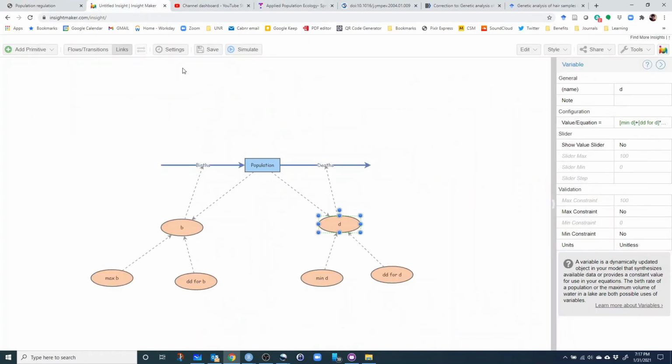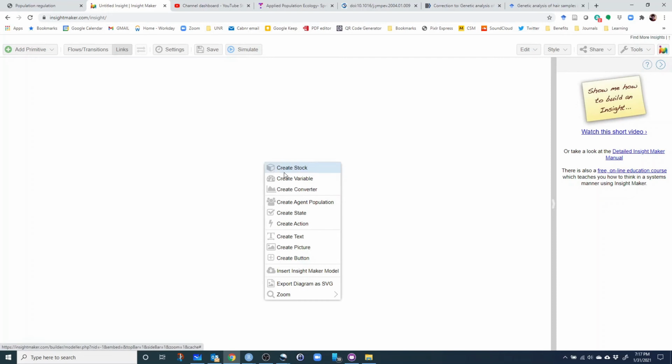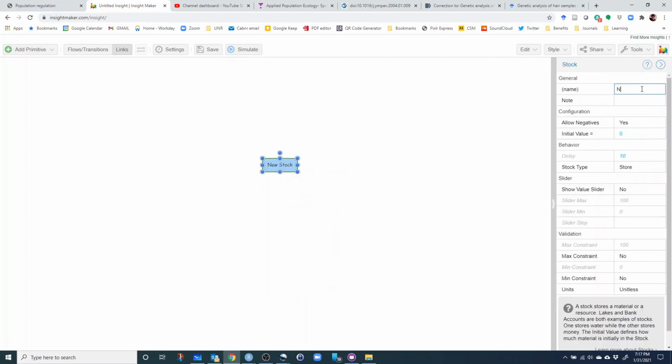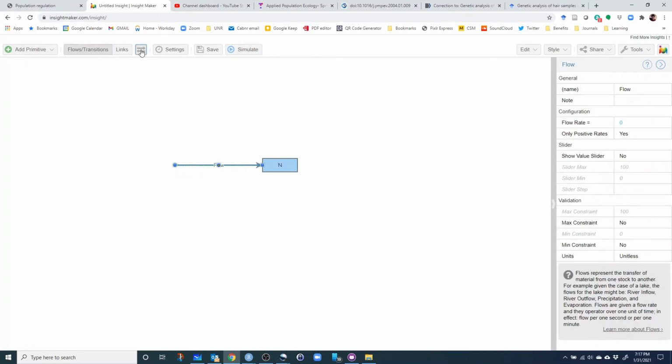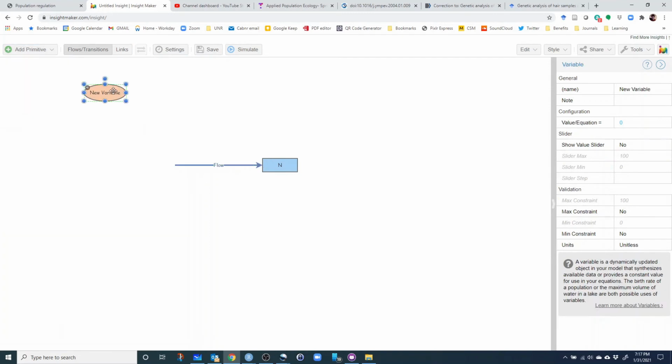So let's get back to InsightMaker, and what I'm going to do is just get rid of this model and let's build a simpler model. So this time I'm going to create a stock and I'll call it N. All right. And the change in N is just a single flow. I want a flow in, all right, a single flow. And we have a single parameter. And that parameter is, actually we have two parameters.